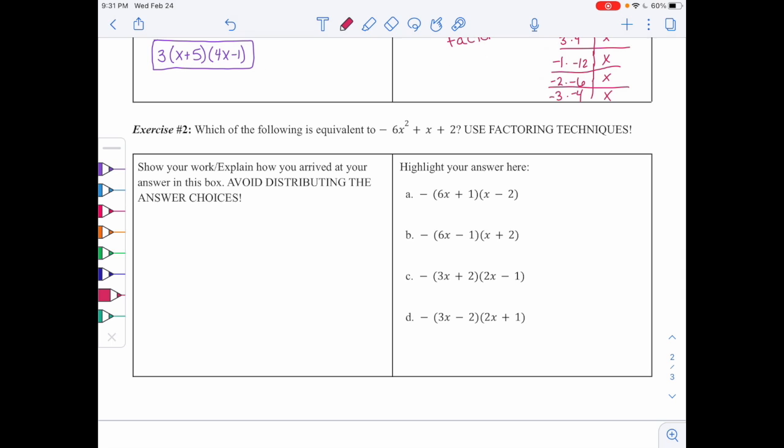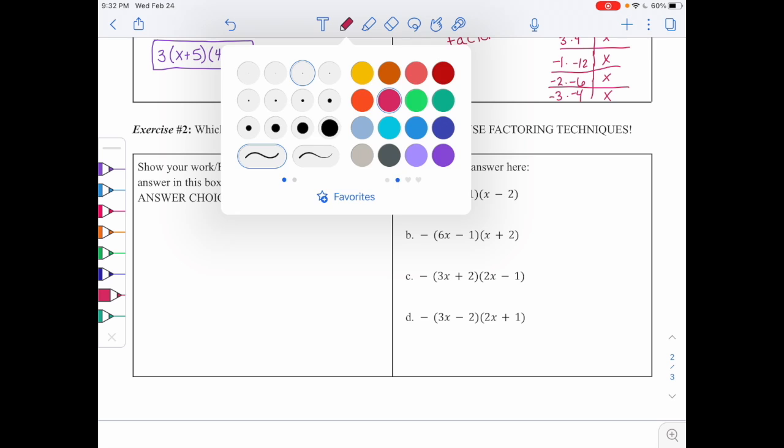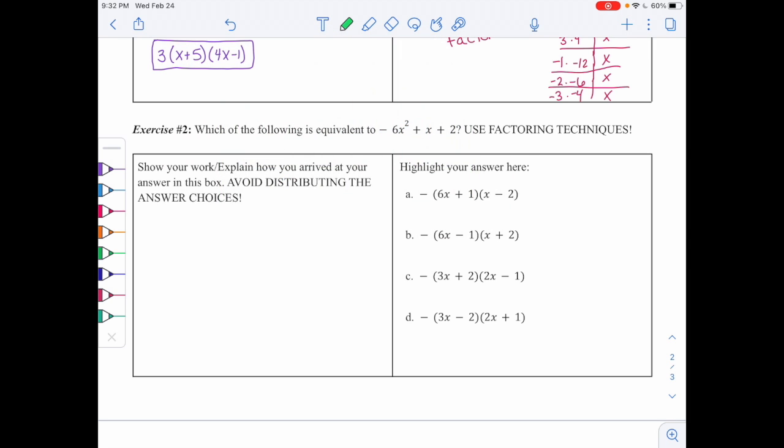I really encourage you to pause the video and try this one. It says use factoring techniques, so use your AC method. Don't just go ahead and distribute the answer choices. I want you to factor. I want you to practice the factoring. So which is equivalent to negative 6x squared plus x plus 2?